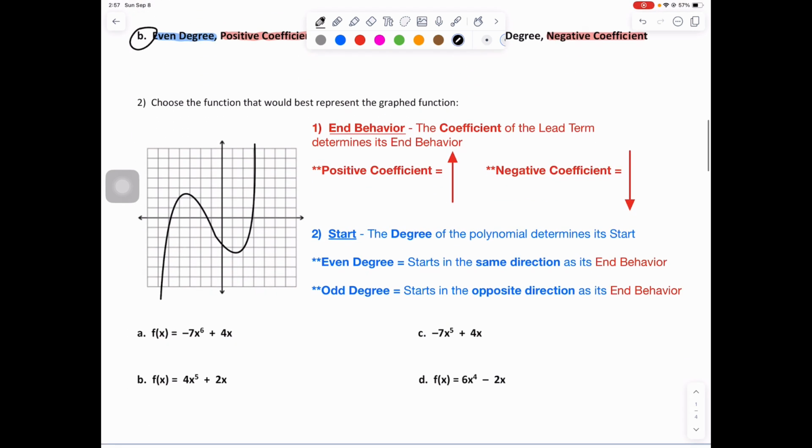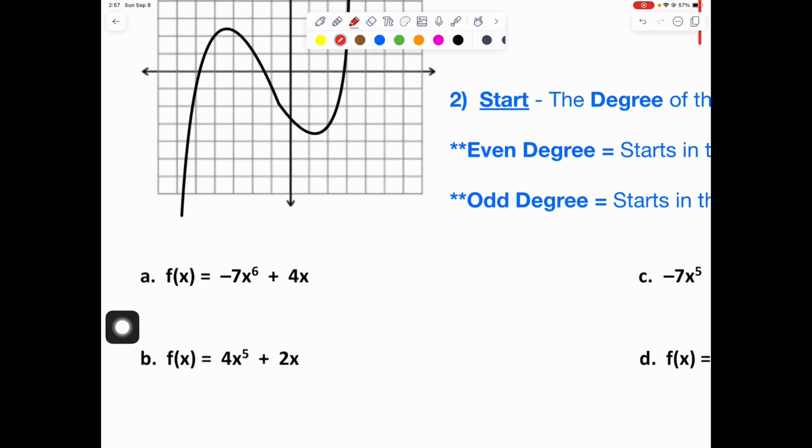For number 2, choose the function that would best represent the graphed function. I left the notes in, no colors. We should know where it starts and where it ends. It's looking for us to choose a function. Well, I always like to start with the end. Where does it end? It ends upward. And if it ends up, that means we need a positive coefficient of our lead term. So I'm going to look at the coefficients of our lead term. We have a negative 7 here. It needs to be positive, so we get rid of it.